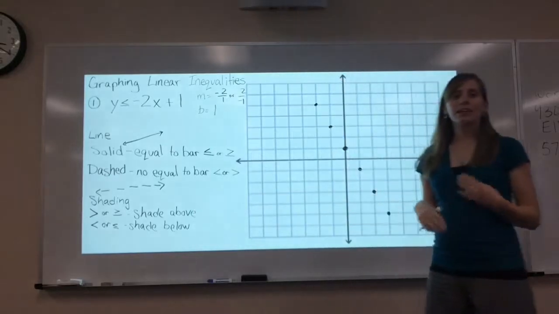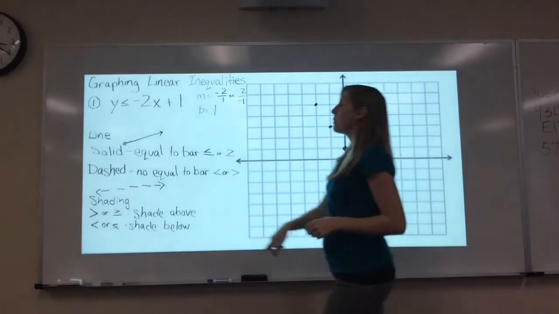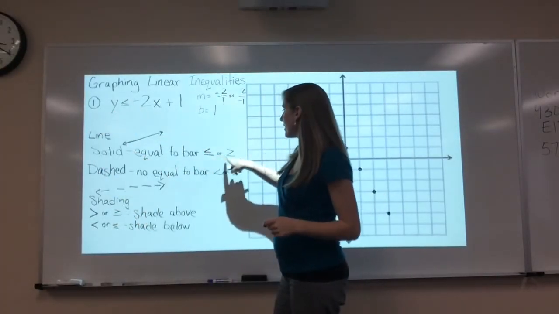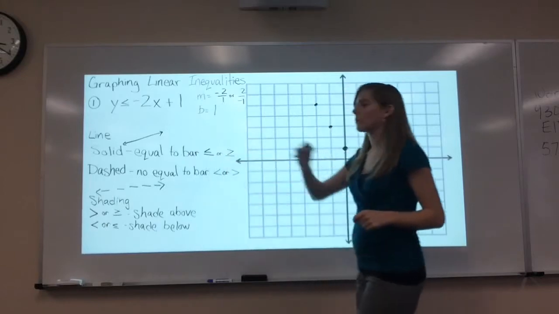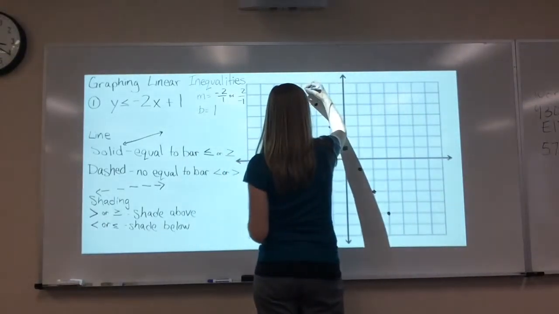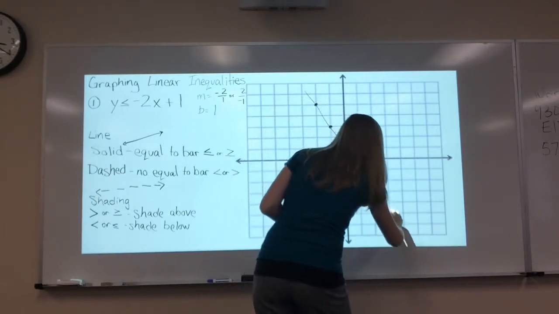Now I need to draw my line. This is the part where you have to actually pay attention to the inequality sign. My sign is a less than or equal to. If we have the equal to bar, we draw a solid line. So to connect my points, I will just draw a straight solid line all the way through.